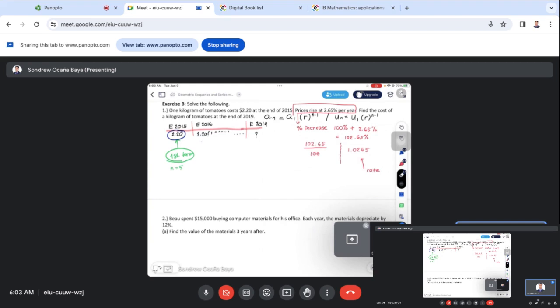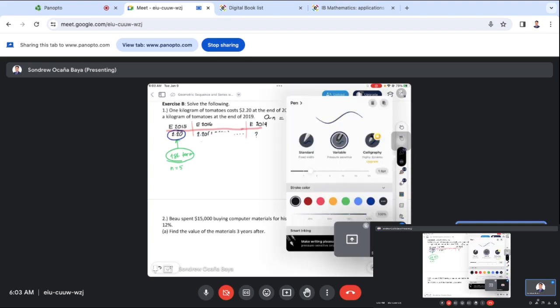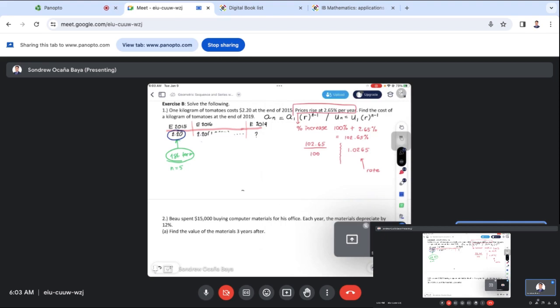Okay. So I'll have to use the data in 2015 as my first term. So I have u sub 1 equal to 2.20, my n is equal to 1, and my rate, remember, is 1.0265. And we are looking for u sub 5, which is your data in 2019. Let's be consistent with the variables.